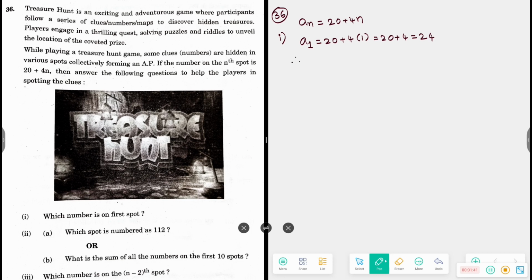So what is present on the first spot? What is the number that is there on spot 1? 24 is on the first spot. This is the first question's answer.